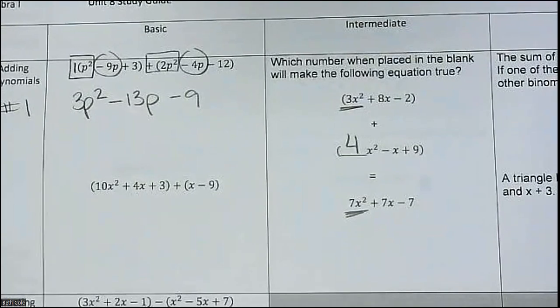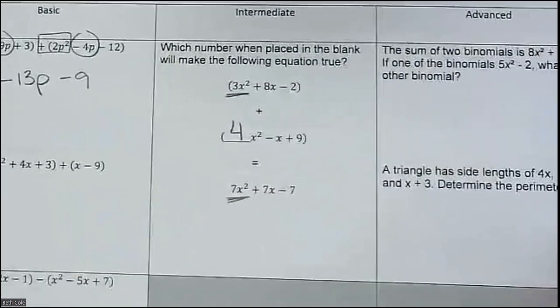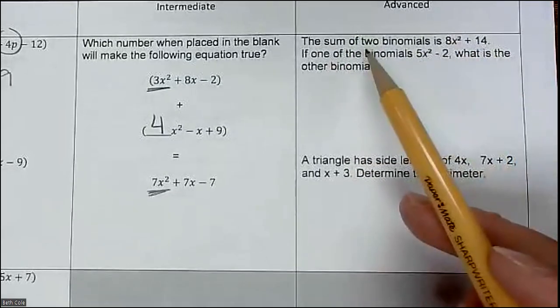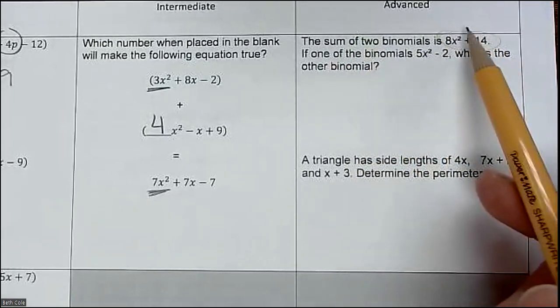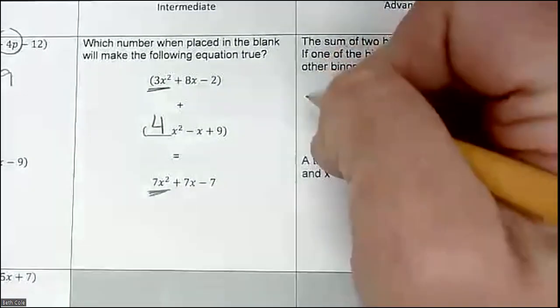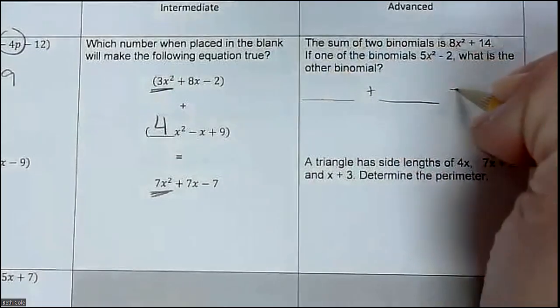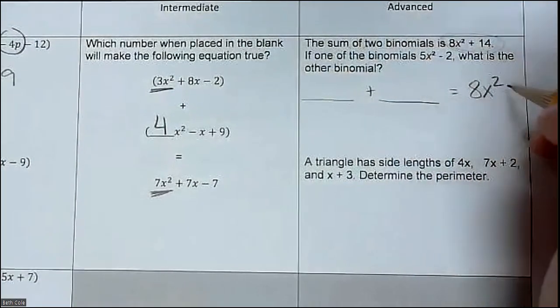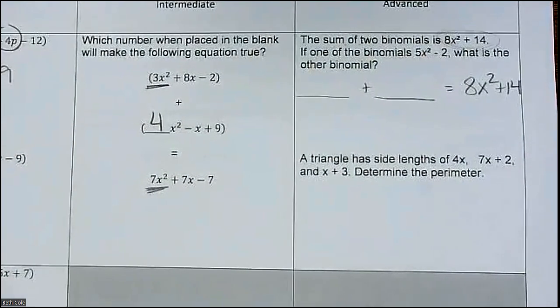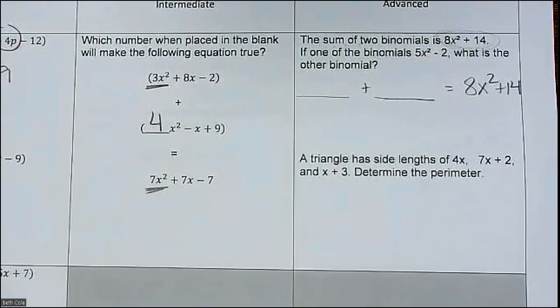All right, and then we'll do both of these since they're the harder ones and they have words with them. The sum, that means adding, of two binomials is this. Do you understand how that's the answer? The sum is this, okay? So you have something plus something equals this, 8x squared plus 14. I would just set it up like that. When you add two things together, you get 8x squared plus 14.